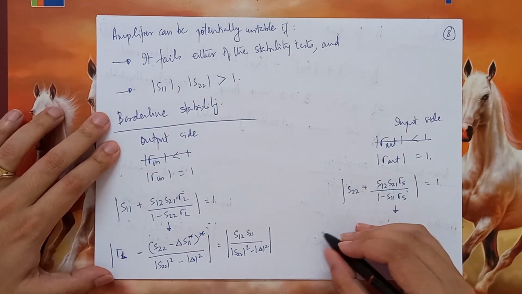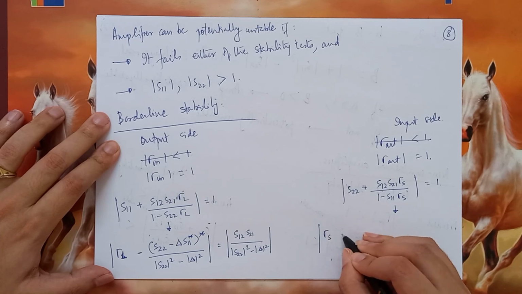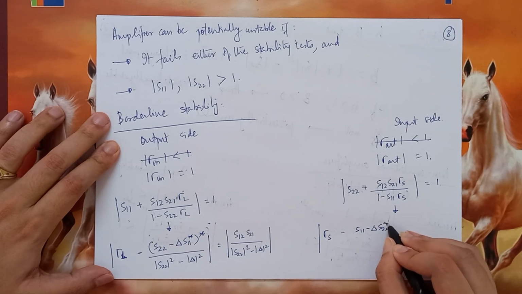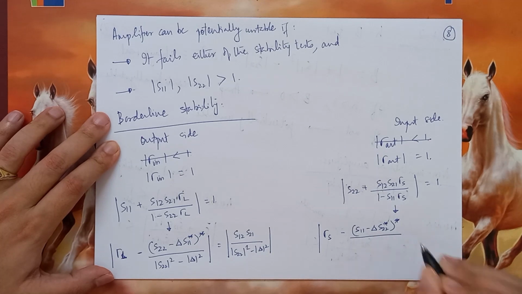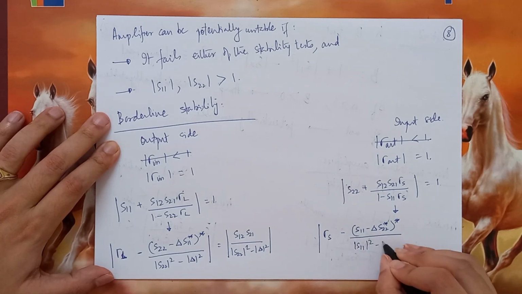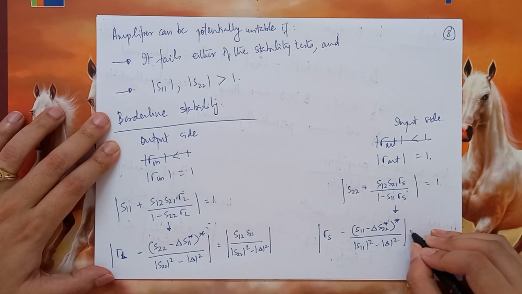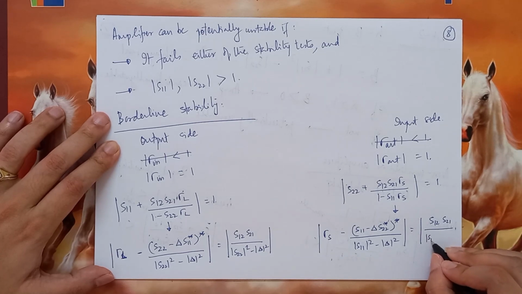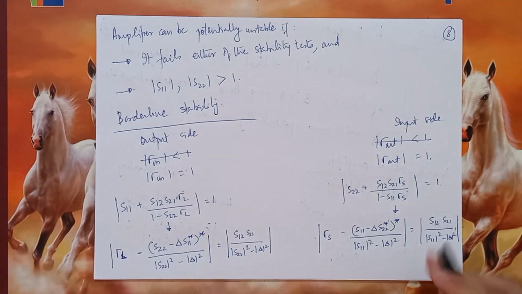And for this you will get something very similar or equivalent, that is gamma S minus S11 minus delta S22 conjugate, the whole conjugate, divided by mod S11 square minus delta square, the whole mod, is equal to mod of S12 S21 divided by mod of S11 square minus delta square, the whole mod. These are the two expressions that you will get. The derivation once again is not important. By doing the complex analysis for these two equations, this is what you will end up with.